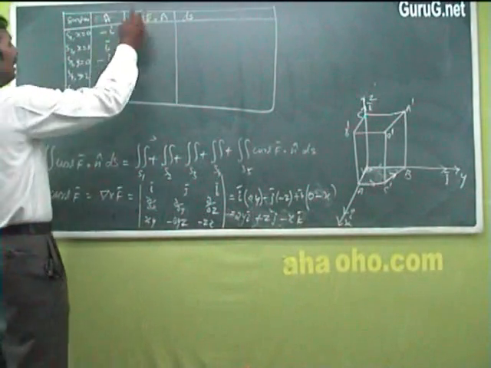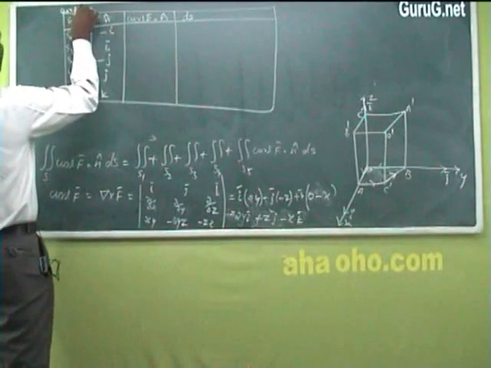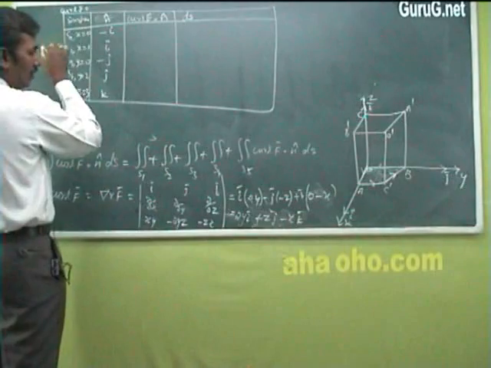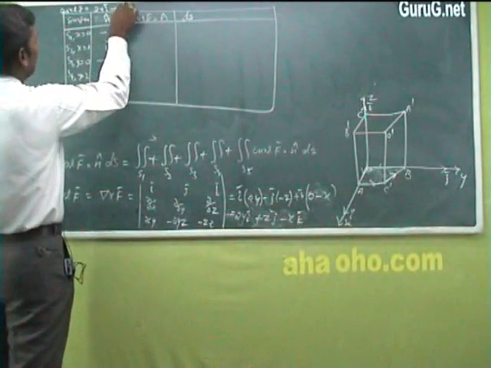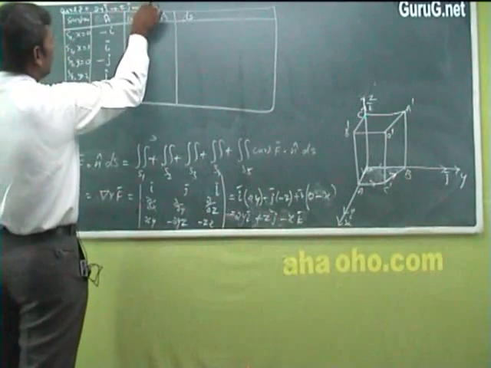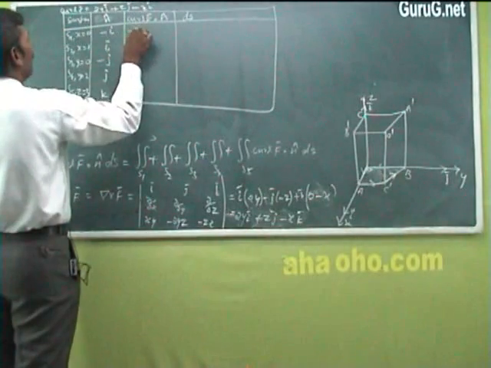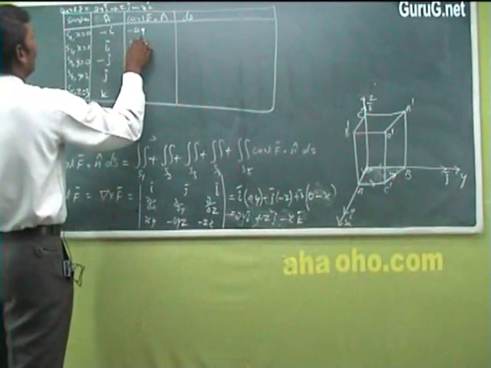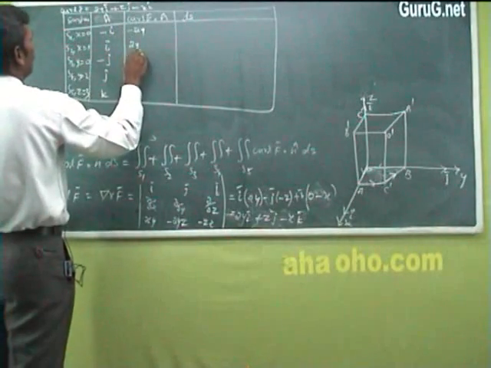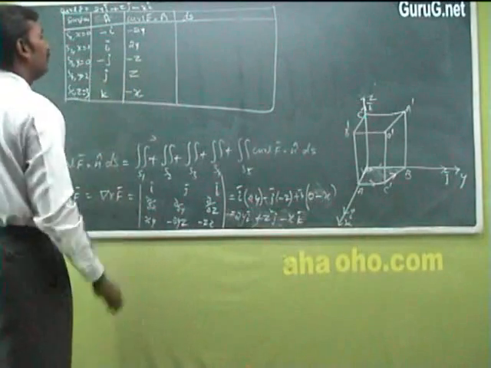Then curl of F dot n cap. So here we have found the curl of F. So curl of F equal to 2y I vector plus z j vector minus x k vector. So if we do the dot product, so minus 2y, right? So plus 2y, then minus z, then plus z, then minus x.